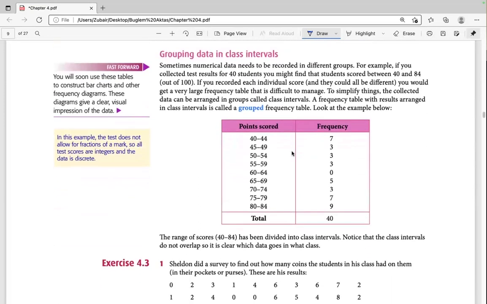Grouping data in class intervals. Now we have different types of class intervals. At the start, we'll be studying the basics. If you see from 40 to 44, these are 4 numbers. 44 minus 40, then 49 minus 45 is again 4. So the class width is constant throughout. If these numbers are inclusive, these are 5 numbers, then 5 again, then 5 again. We will face data which will have different classes, different class widths.